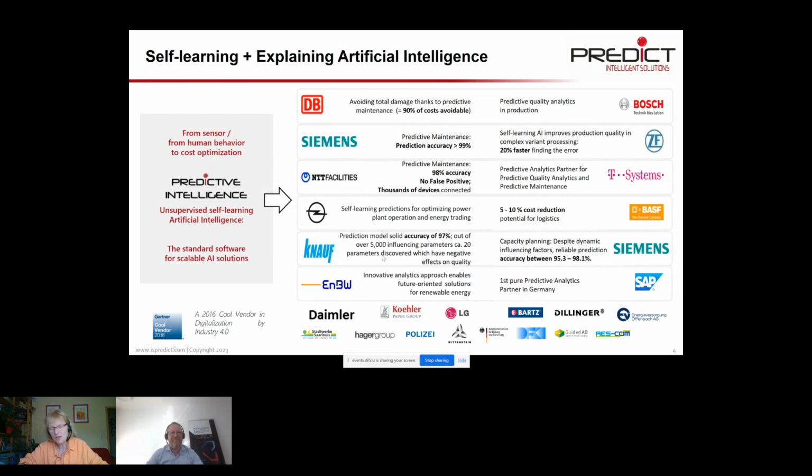One minute then about quality and production. That was about Knauf, building material, where out of 7,000 influencing factors, it was possible to find the 20 which are responsible for not having good quality. Or ZF, automotive supplier, also about quality, also finding reasons in complex variant productions why the quality is not good, in order to be much faster in finding errors. And then last but not least, Opel, PSA, where energy costs are reduced. So that is all to sum it up. And then I hand over to you, Joe.